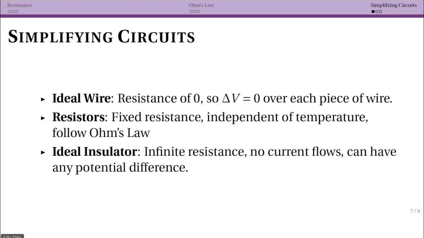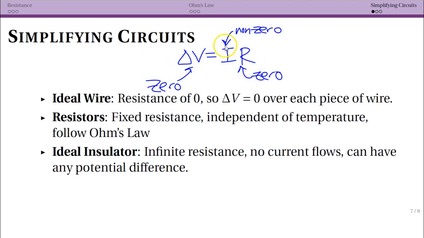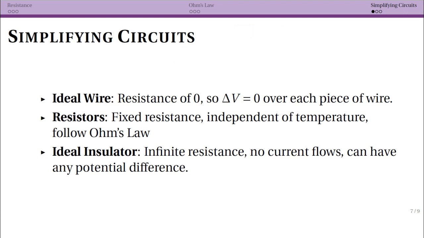Sorry, let me actually show you the equation for that. I've rearranged Ohm's law here. So for the ideal wire, our potential difference across any piece of that wire is 0 if our resistance is 0, even if current is flowing. So that's our ideal wire scenario. We're not always going to use that, but we're frequently going to use that, and you want to include that in your simplifications when you're working with circuits if it's appropriate.